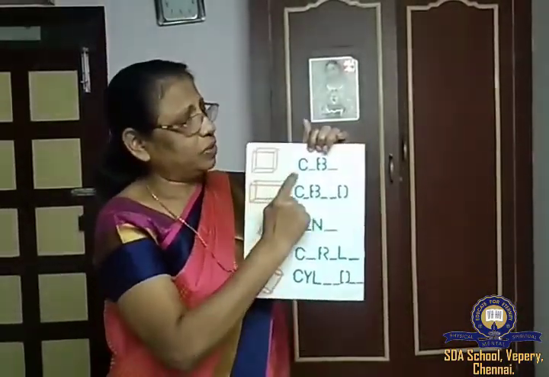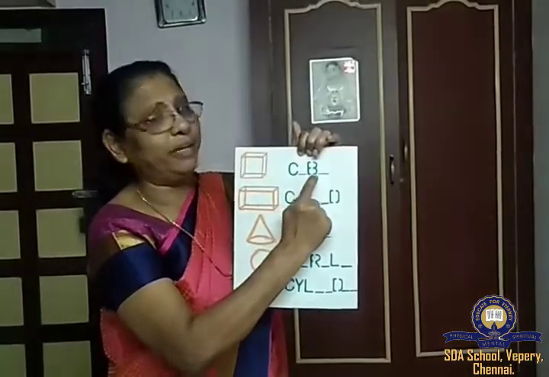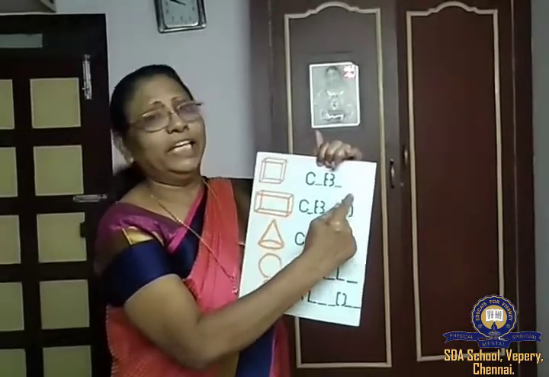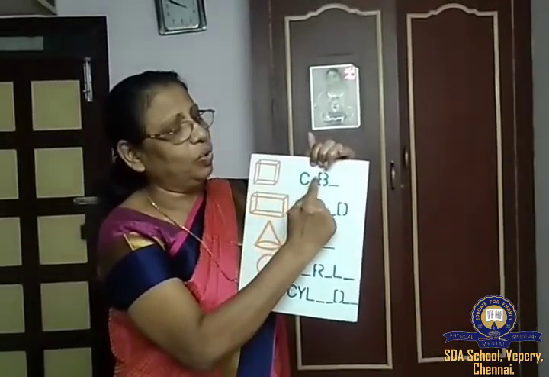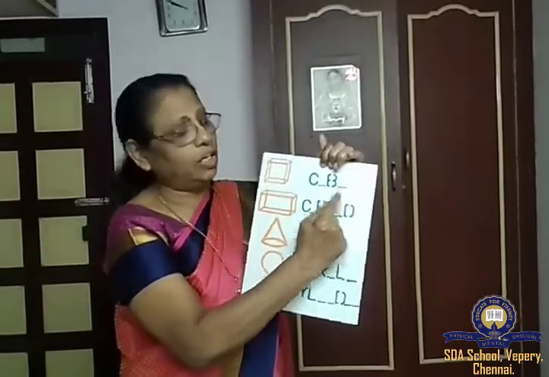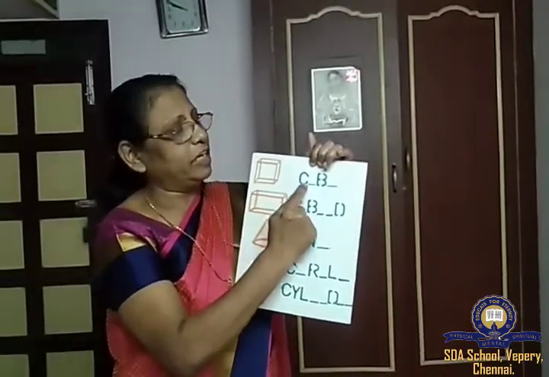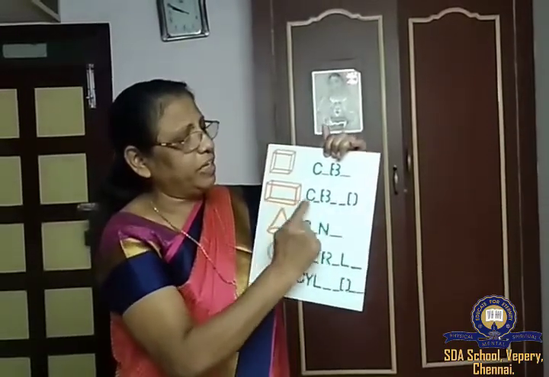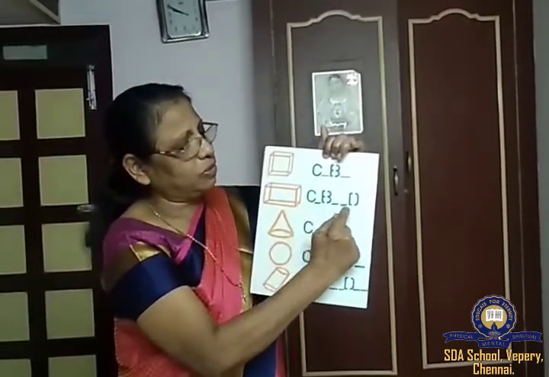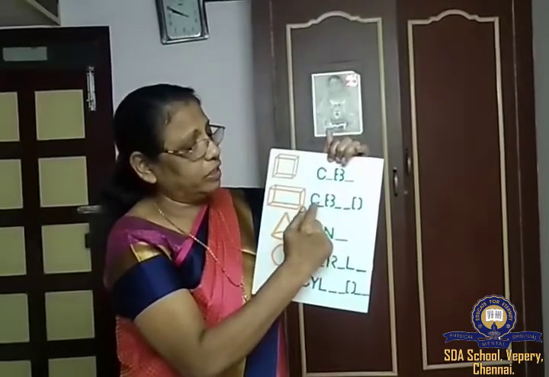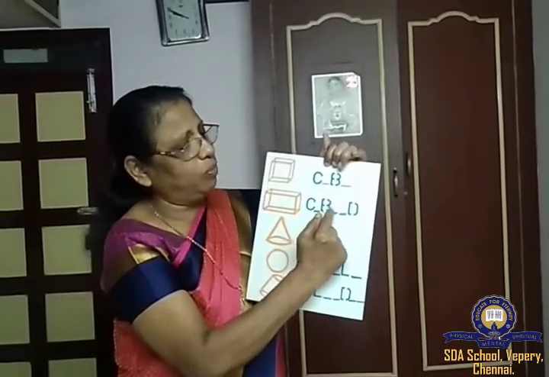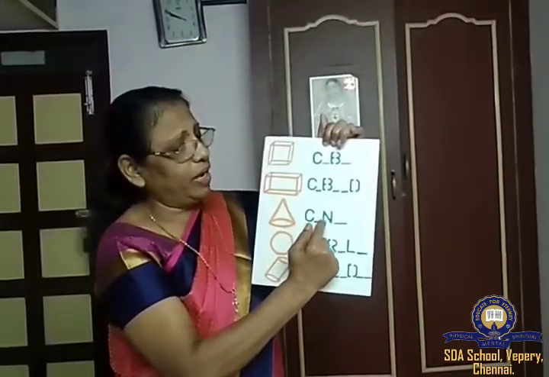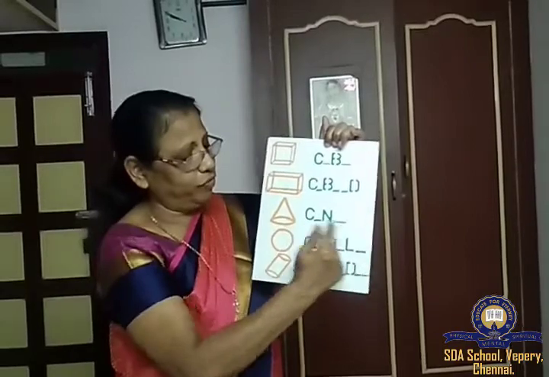So what is the first one? The first one is C dash B dash. So what is it? C-U-B-E, cube. You have to fill in U and E. If you know the spelling of cube, immediately you will write C-U-B-E, cube. Next one, cuboid, C-U. In these fill-ups, you have to write the spelling. C-U-B-O-I-D, cuboid. Next, C-O-N-E, cone.